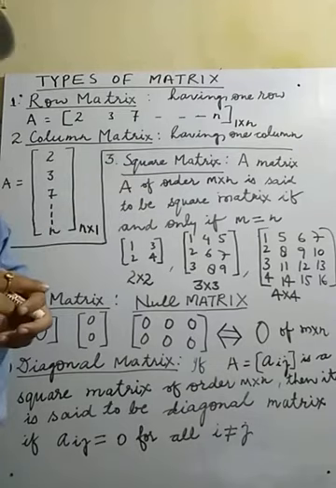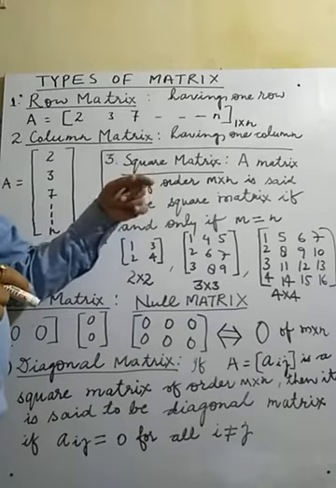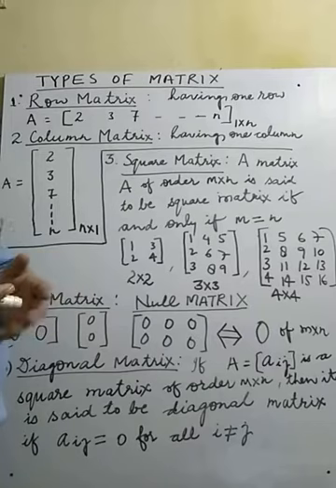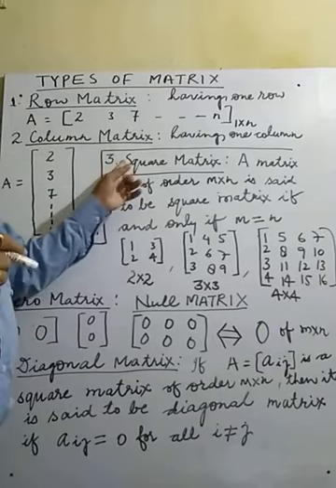It may be 2 by 2, 3 by 3, 4 by 4, 5 by 5, 6 by 6, n by n, because m and n both are equal. So either say m by m or n by n, because m equals n at this stage. So the order of this matrix is either m by n, where m equals n, or m by m or n by n. It is meant only for this square matrix. You may take some examples.